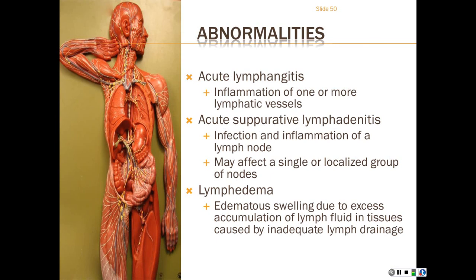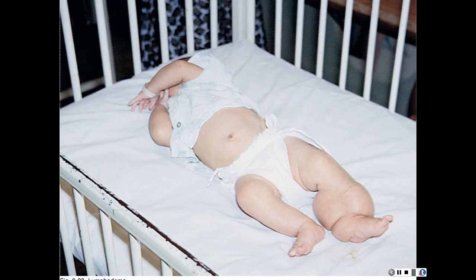You can look for acute lymphangitis, which is inflammation of one or more of the lymph vessels. Acute suppurative lymphadenitis, let me say that again, acute suppurative lymphadenitis is an infection and inflammation of the lymph node. It may affect a single or localized group of nodes. Lymphedema is edematous swelling due to excessive accumulation of lymph fluid in tissues caused by inadequate lymph drainage. And you see the lymphedema in this baby in the left leg.